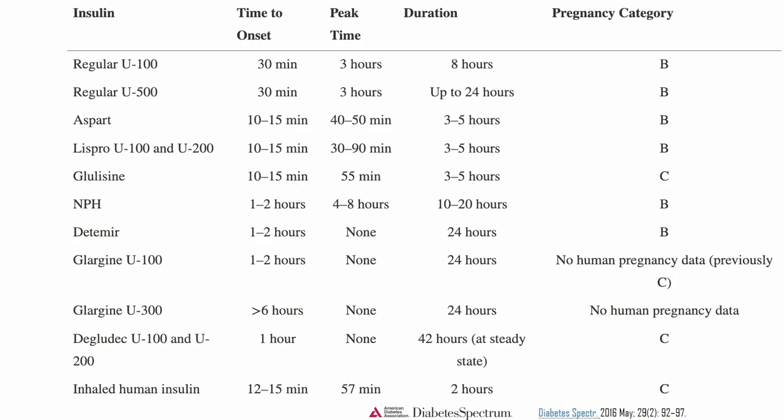Out of the insulins which we have, in the government sector we have human insulin, and in the private sector we have analog insulin as well. So both are recommended, depending on their generics. Soluble insulin, regular insulin, and isophane insulin, NPH, are recommended. Out of analog insulin, insulin lispro and insulin aspart are recommended as rapid acting insulin, and insulin detemir as long acting insulin. However, insulin glulisine, insulin glargine, insulin degludec, and inhaled insulin are not yet recommended for use during pregnancy.